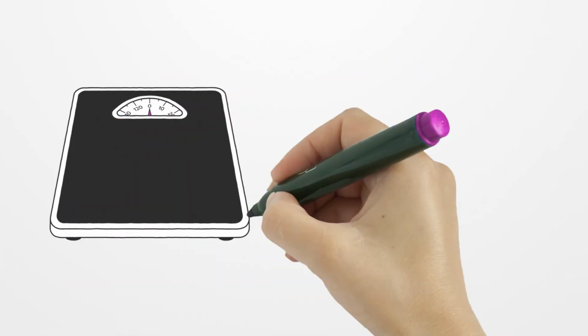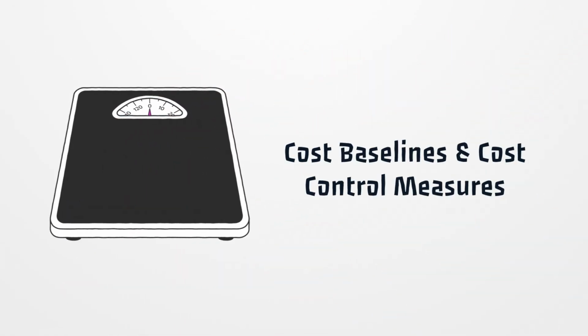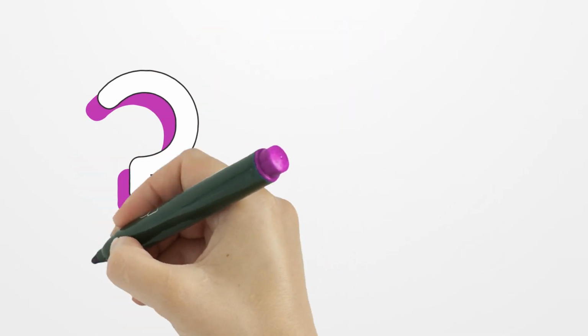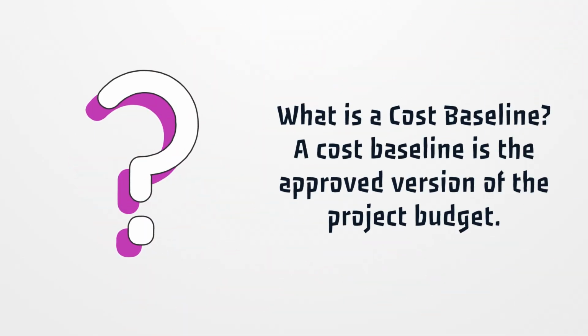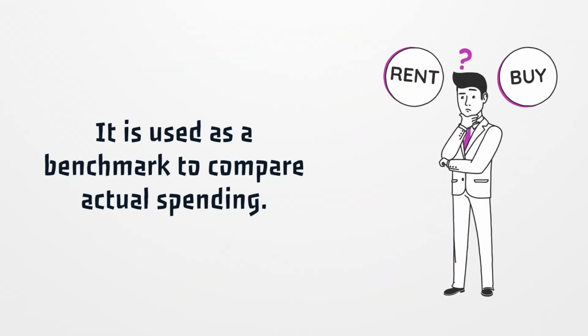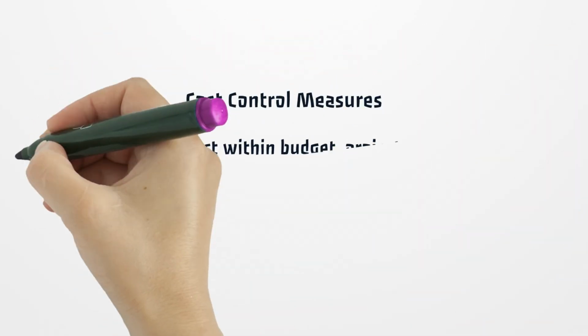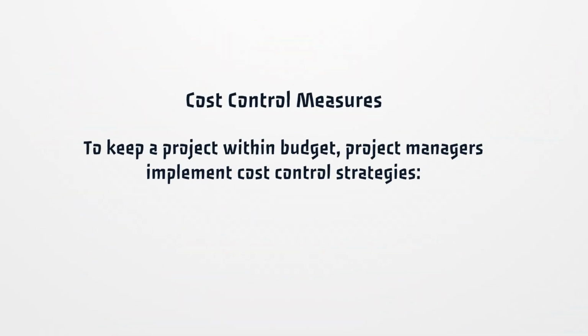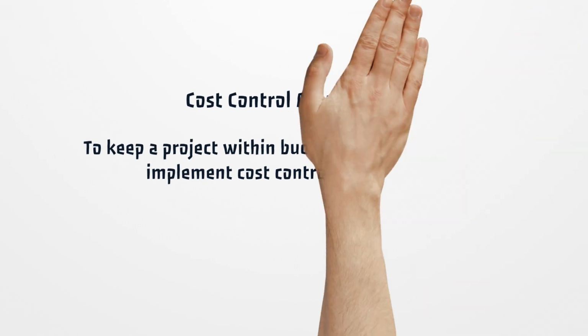2. Cost baselines and cost control measures. What is a cost baseline? A cost baseline is the approved version of the project budget. It is used as a benchmark to compare actual spending. Cost control measures. To keep a project within budget, project managers implement cost control strategies.